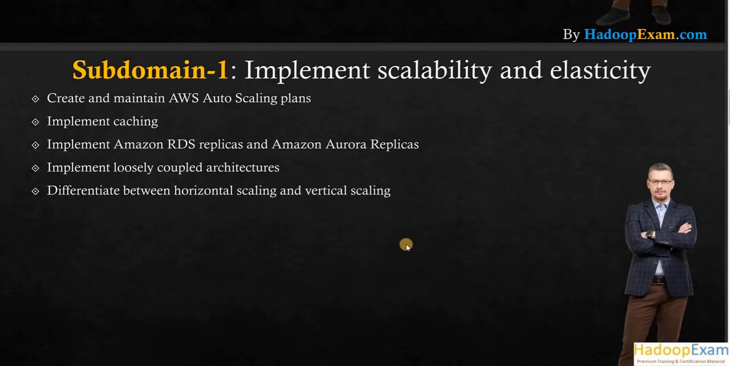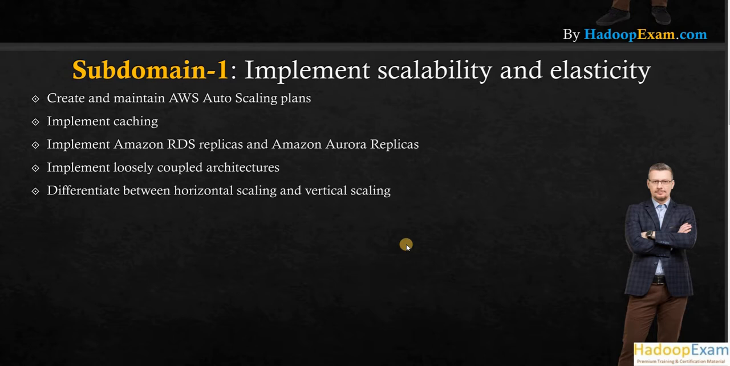In the first subdomain, implement scalability and elasticity, we discuss that you should be able to auto scale your system and implement caching for faster data retrieval. You should know how the Amazon managed database, the RDS service, works, where you have read replicas and other features, how to promote a read replica to primary, then Amazon Aurora replicas, how they work, and where they should be deployed.